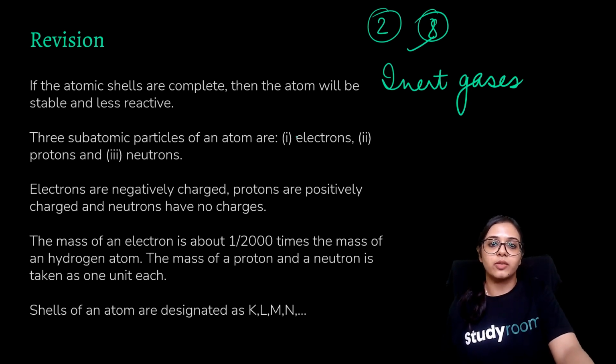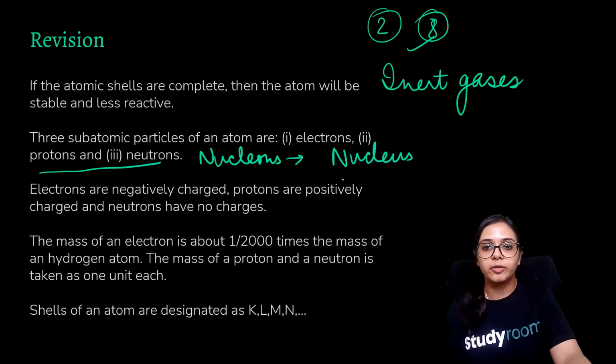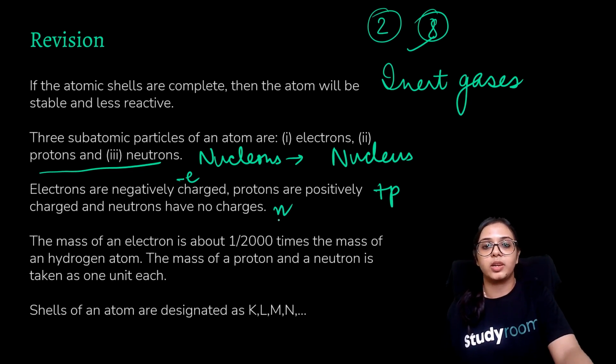The three subatomic particles of an atom are electrons, protons, and neutrons, where the protons and neutrons are the nucleons of an atom, because they basically make up the nucleus of an atom. Electrons are negatively charged, protons are positively charged, and neutrons have no charge. They are simply designated by the letter small n.